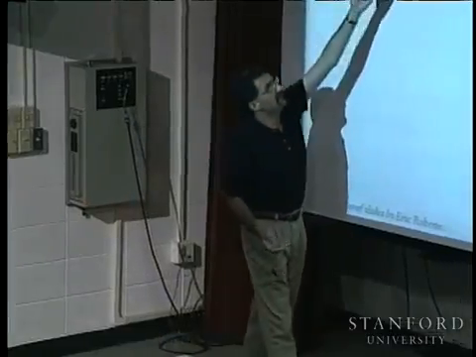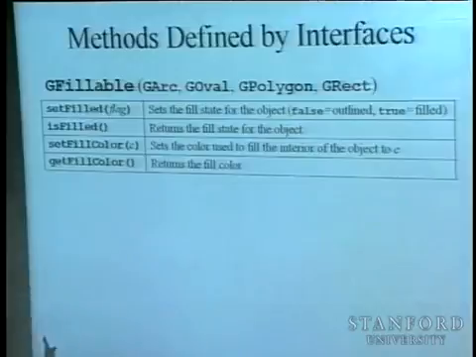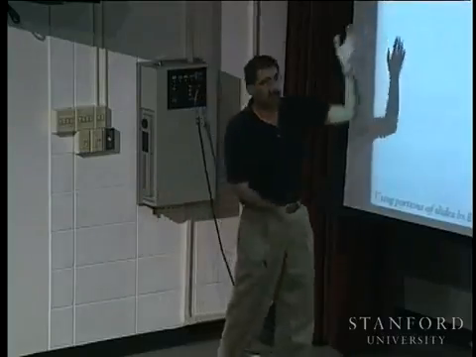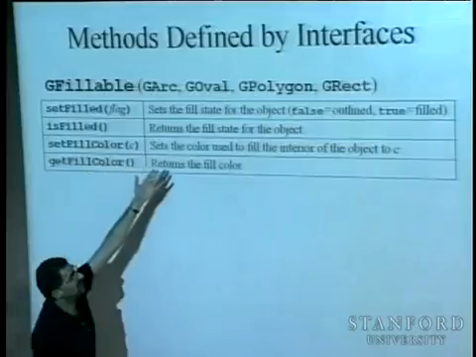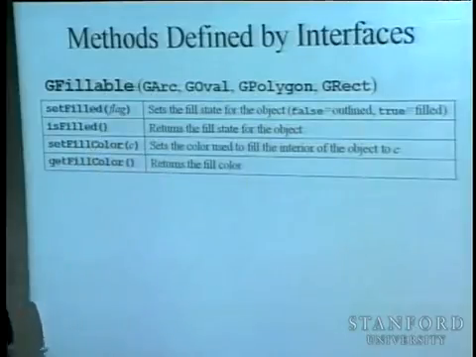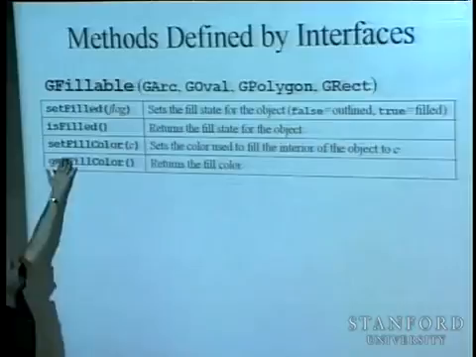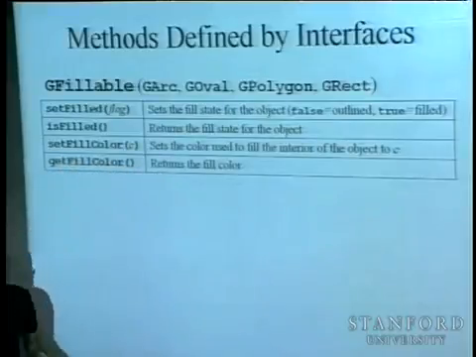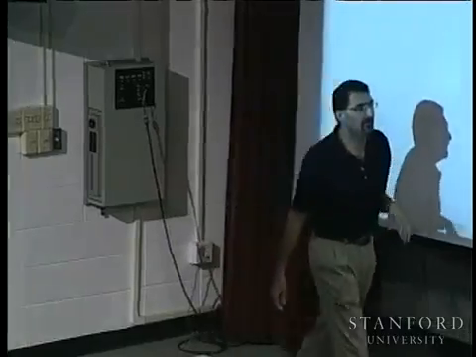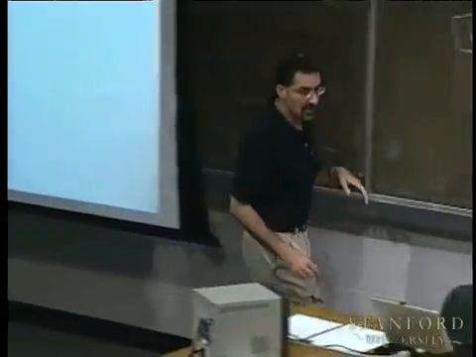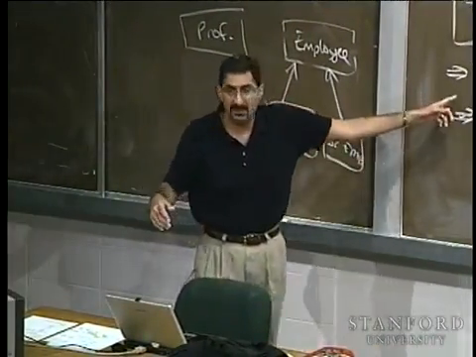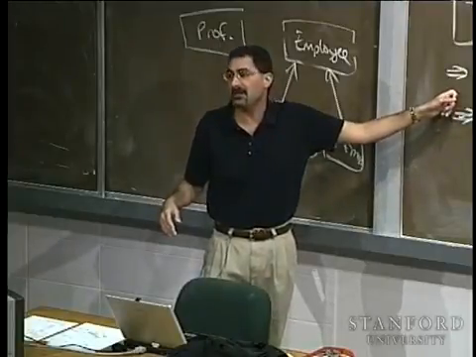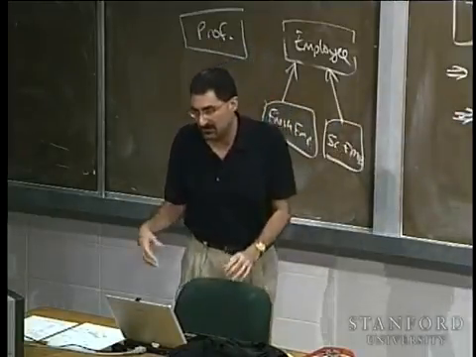So setFilled, I set to be either true or false, just like you've done with GRects or GOvals in the past, that either sets it to be just an outline or filled. I can ask it if it's filled by saying isFilled. That returns a Boolean, true or false, if it's filled. I can set the fill color. I can get the fill color. Getters and setters, once again, rearing their ugly heads. So fillable is just a certain set. It's an interface, and there's a certain set of classes that, as we say, implement that interface, which means they provide all the methods in that interface.